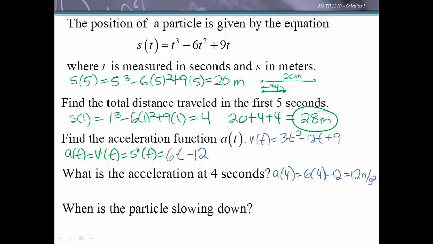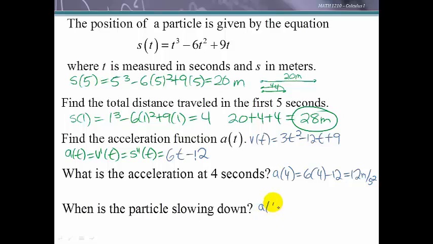When is the particle slowing down? So if we want to know when it's slowing down, if it was going forwards, then the acceleration is negative, then it's going to be slowing down. But if it's going in the negative direction and acceleration is negative, then that's going to combine and make it speeding up. So I'm going to need to look at the interaction of the two. It's not going to simply be when the acceleration is negative.